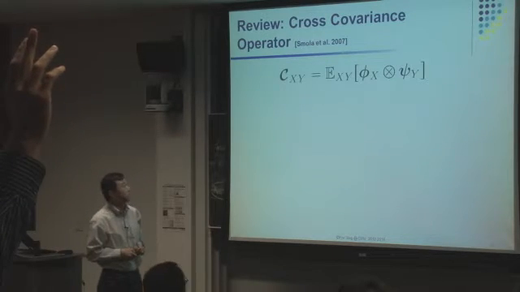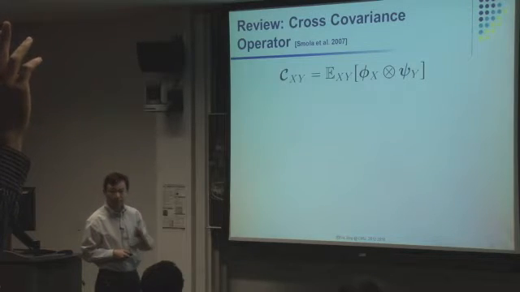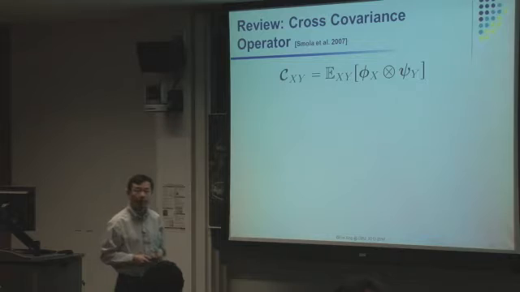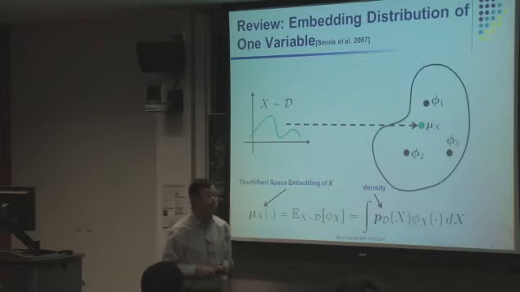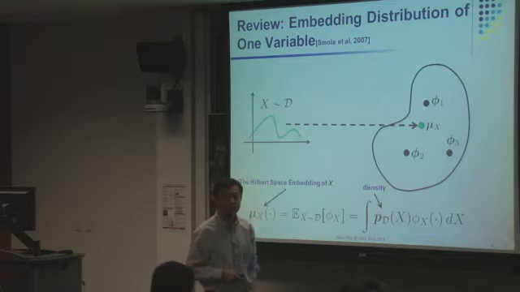Another operator we talked about is this so-called cross covariance operator. Yeah. I just want to make sure that I understand something. So there's nothing to stop us from using a kernel that's defined on multiple dimensions, right? And then using the mean embedding to have a distribution over multiple dimensions here, right?